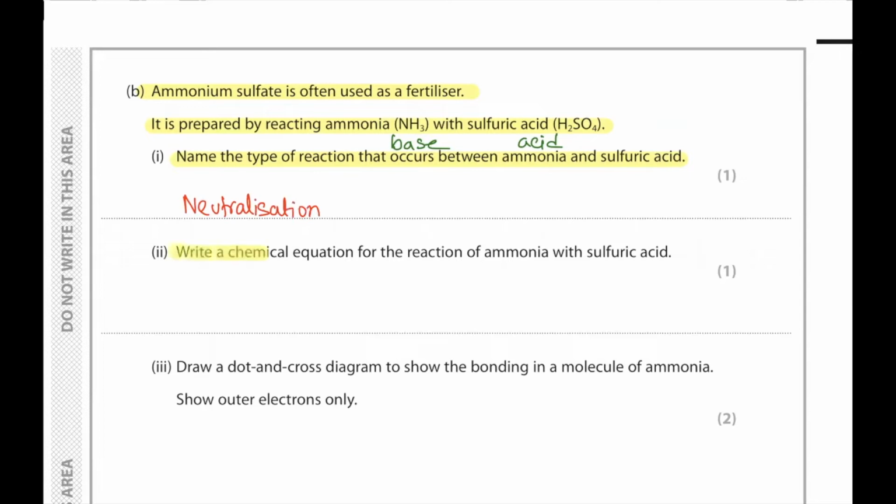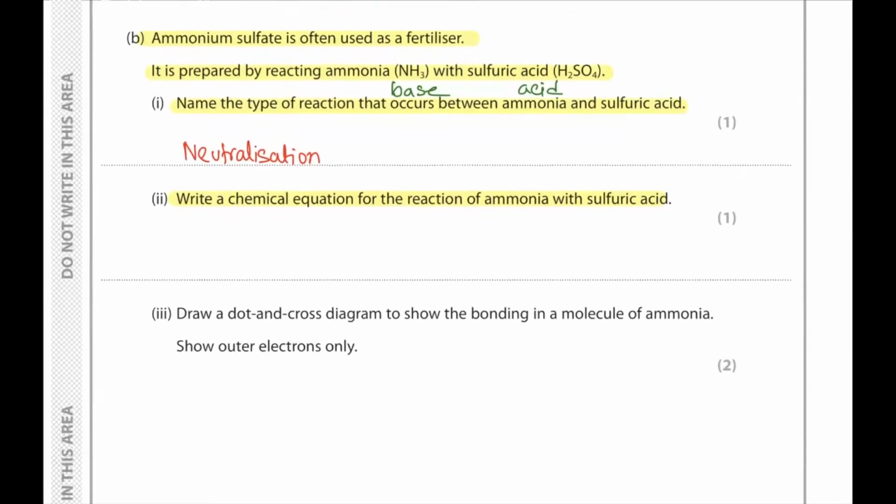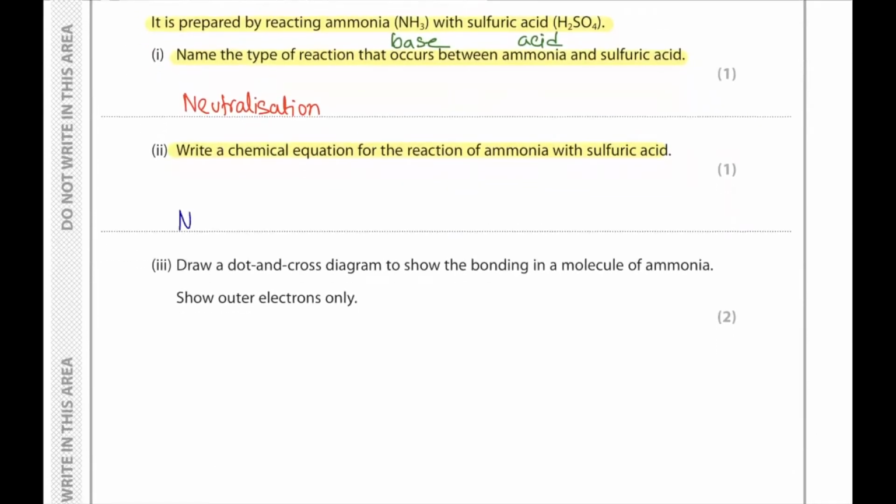Next, part 2. Write a chemical equation for the reaction of ammonia with sulfuric acid. When ammonia reacts with sulfuric acid, H2SO4, it produces ammonium sulfate. So (NH4)2SO4 will be produced.